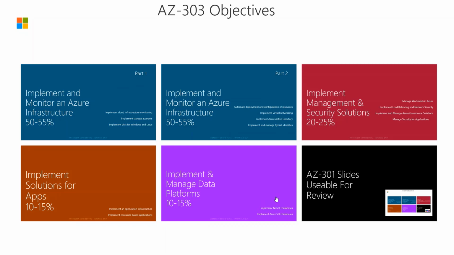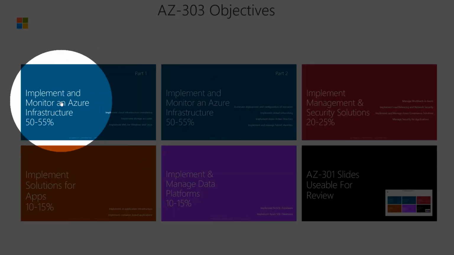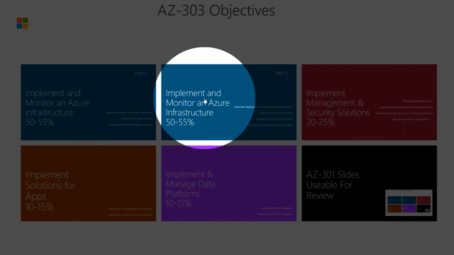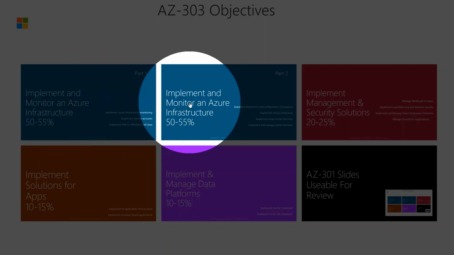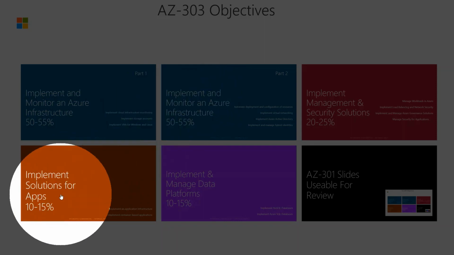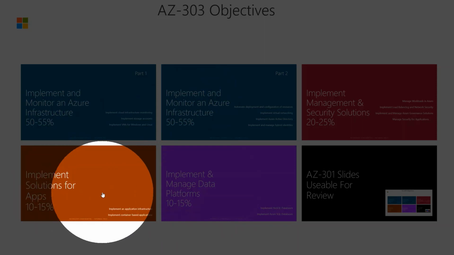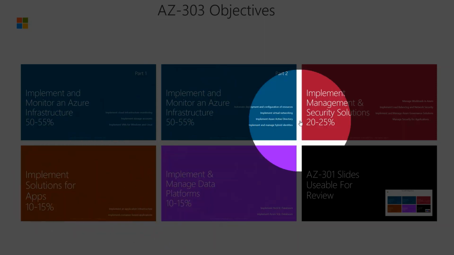When looking at these objectives, you always want to pay attention to the percentages. And as I mentioned, I'm breaking up the first section, implement and monitor in Azure infrastructure, because it's 50 to 55% of the objectives for this total exam. That's a big piece of pie, versus the last two, which are 10 to 15% for solutions for apps and managing data.